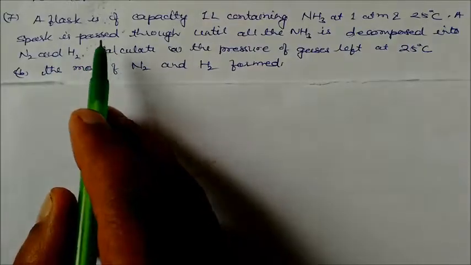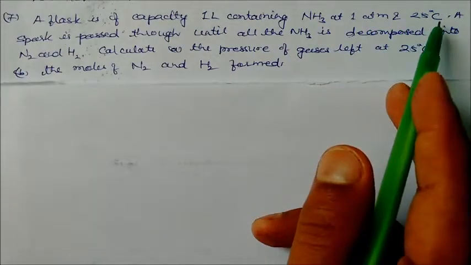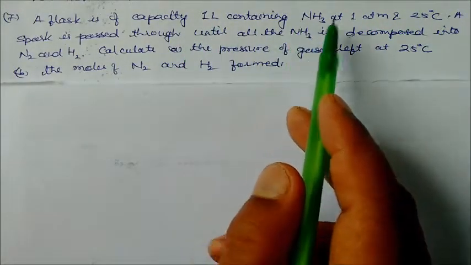A flask, each of capacity 1 liter, containing ammonia at 1 atmospheric pressure at 25 degrees centigrade. So 1 liter of ammonia, and this is the pressure and temperature.